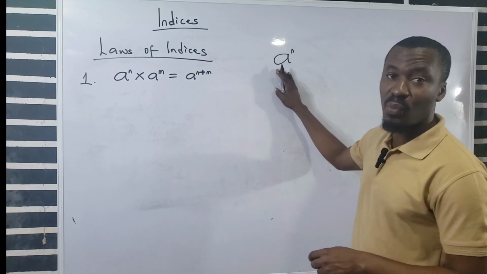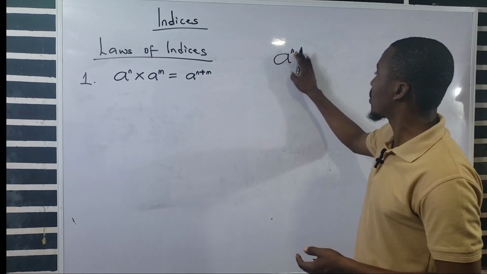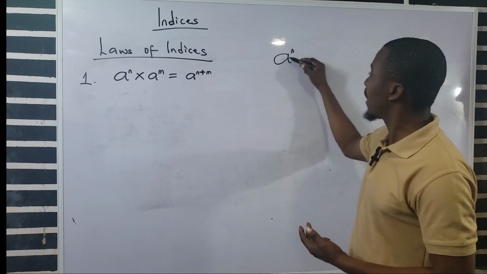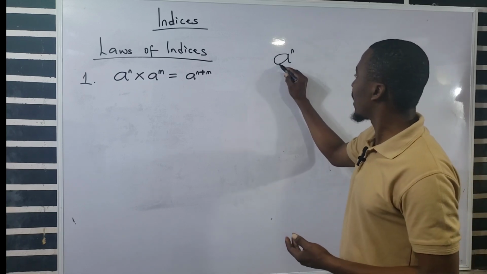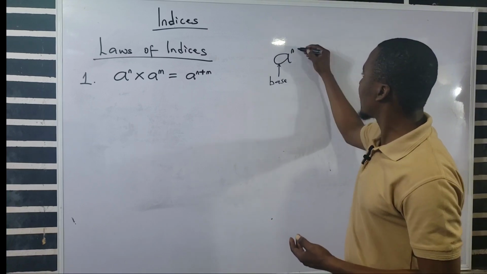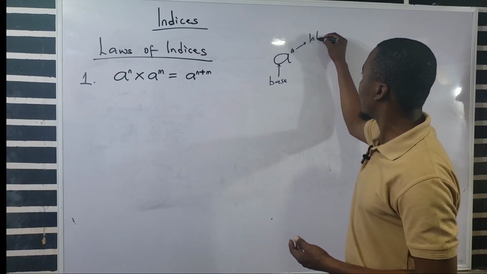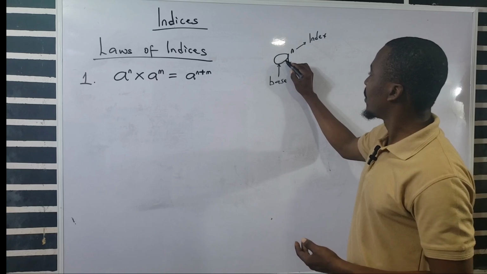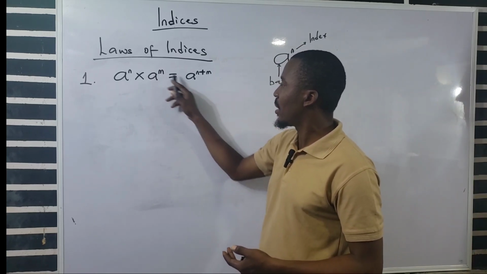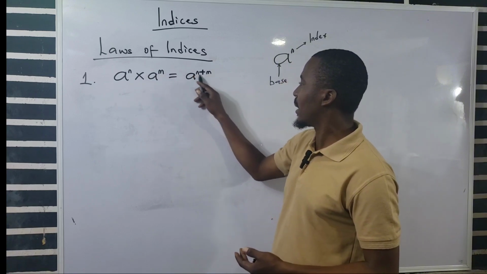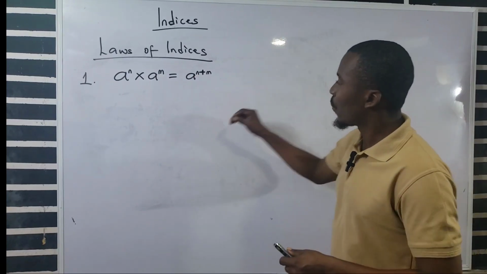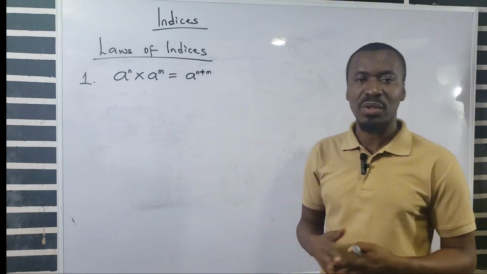We have already explained that when we have a raised to power n, it can be called a index of n. So this a here is regarded as the base, while this n here is regarded as the index. Okay, so the number like this one here is the base. So this is the base, okay? And these ones are the what? The index, okay? Now, that being out of the way, we'll come back to laws of indices.